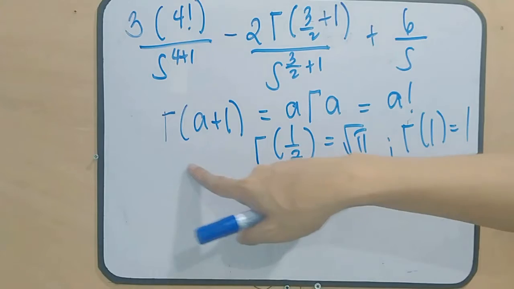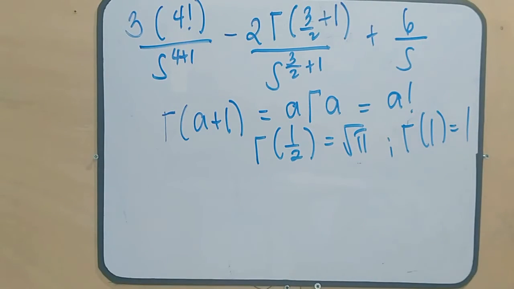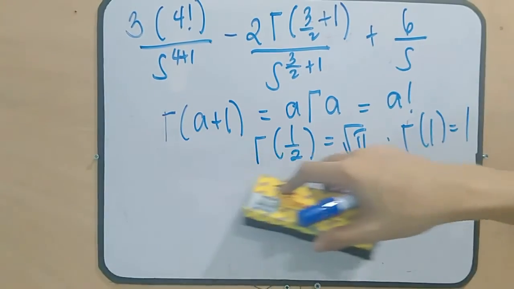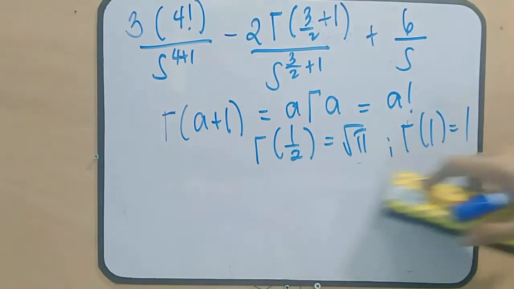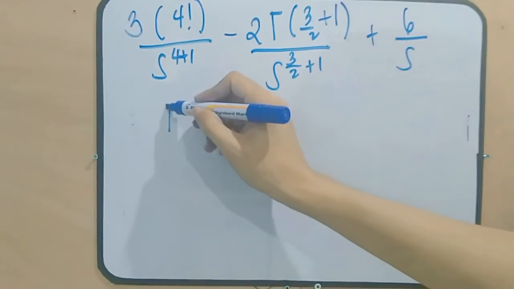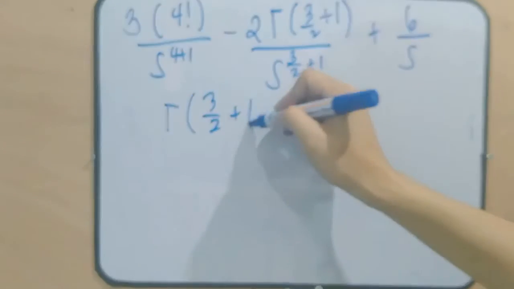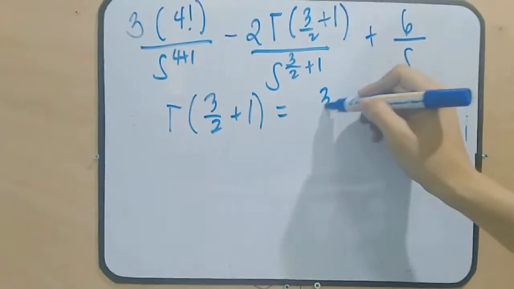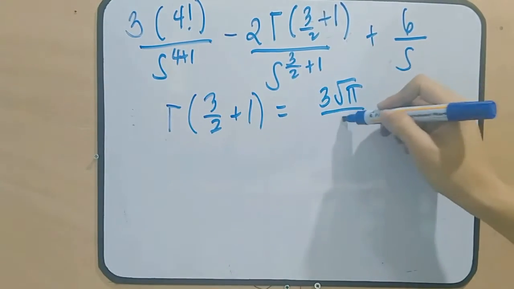So, this is very important guys when you are dealing kung ang exponent mo is fraction. Okay? So, i-memorize natin tong fundamental concept here. So, upon solving, we have solved that gamma 3 halves plus 1 is equal to, you have here 3 square root of pi all over 4.